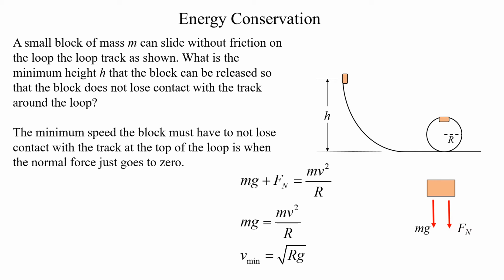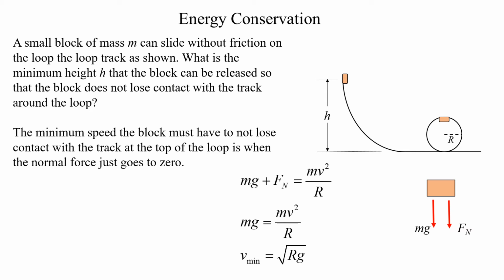Those two forces are both down and the block is moving in a circle, so that means the sum of the forces equals m times the centripetal acceleration, which is v squared over r. So we have the weight mg plus the normal force equals mv squared over r. The smallest speed is just when the normal force goes to 0. So that's the minimum speed we must have to make it through the loop.